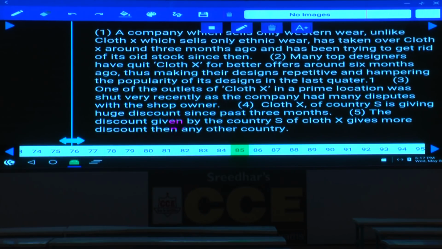And many top designers have quit cloth X for better offers around 6 months. Around 6 months many of these designers have left this one, and thus making their designs repetitive and hampering the popularity of its design in the last quarter. In the last quarter means in the last 3 months. In the last 3 months there were no new models in this one. That means people are losing faith in their brand. Isn't it, because they are not bringing any new models. Hence in order to boost up their sales they are getting rid of the old stock.